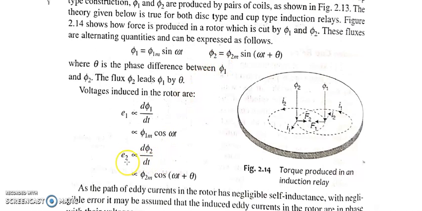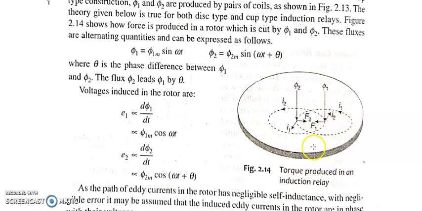Similarly, phi2 also will induce voltage E2 in the rotor. So E2 is proportional to the rate of change of flux phi2. If I differentiate this, I get phi2m cos(omega t plus theta). Here you can see the eddy currents I1 as well as I2 flow. I1 is with respect to phi1 and I2 is with respect to phi2. So phi1 induces voltage E1 and phi2 induces voltage E2, and with respect to those voltages, eddy currents start to flow in the disc.